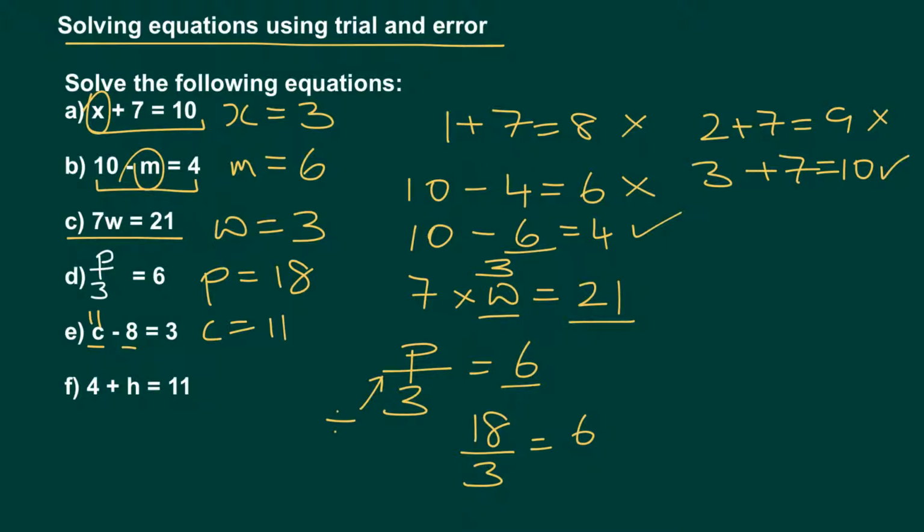And then finally, guys, we have 4 plus h equals 11. Now for this, I want you to pause the video as we did before and have a go at this question on your own and see what number we need to get for h in order to get the final answer of 11.